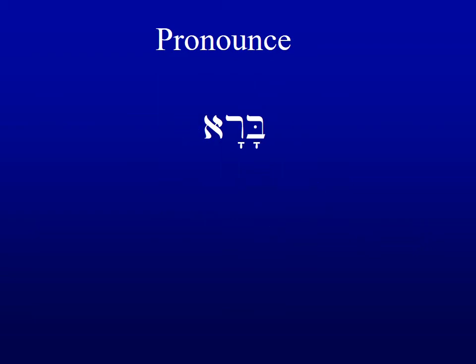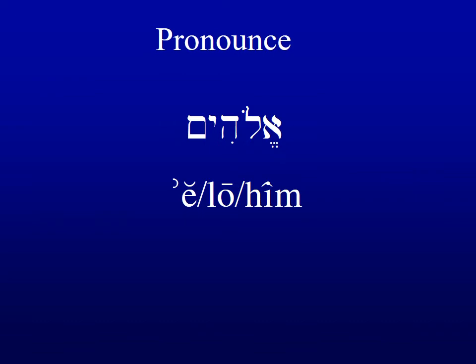Okay, this word, here you notice that we have two kametzes in the first two syllables. So this word is pronounced bara. Here's what it looks like. Bara. Here we have a word that begins with a segol schwa, pronounced e. So this word is Elohim. Here's what it looks like transliterated. Elohim.